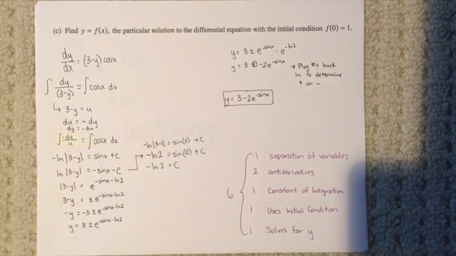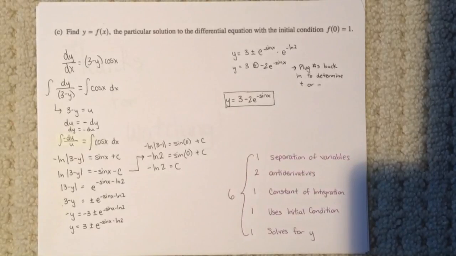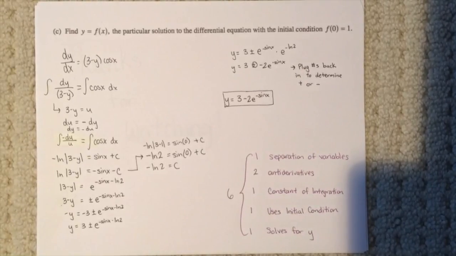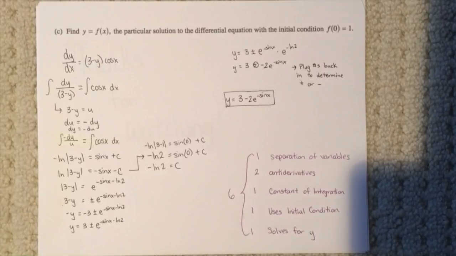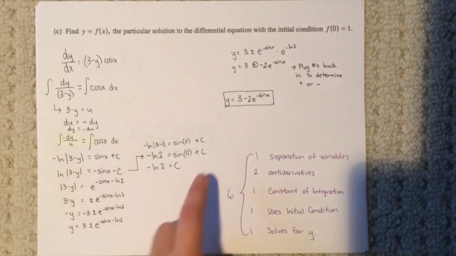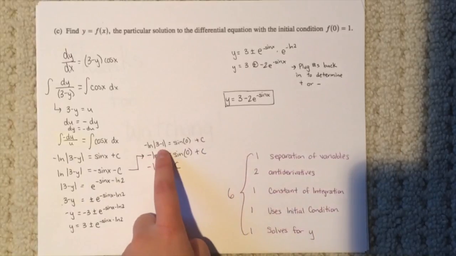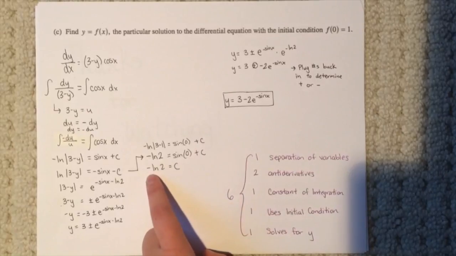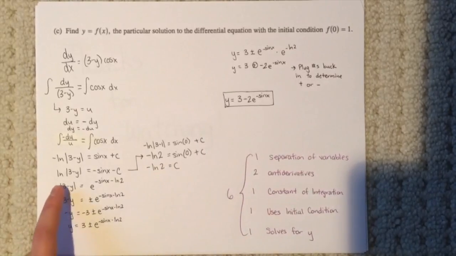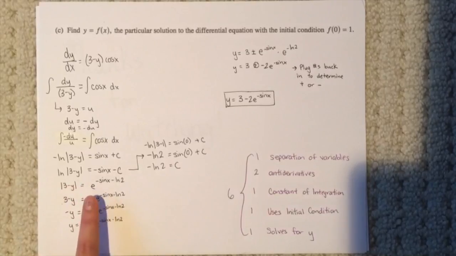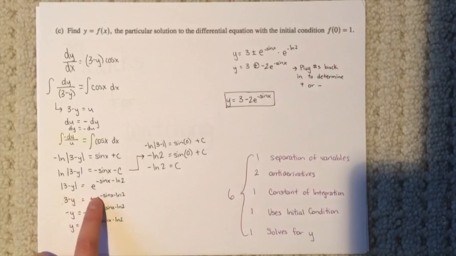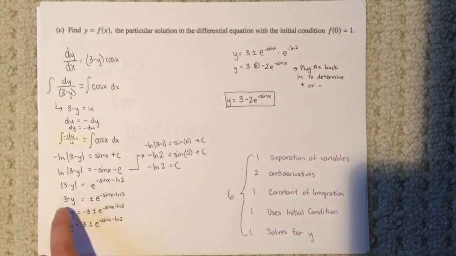We then took the integral of both sides, used u substitution to solve for the left side's antiderivative, and we got negative ln absolute value 3 minus y equals sine x plus c. From this equation, we wanted to find out what c was, so we plugged in our values of 0 for x and 1 for y to get c is equivalent to negative ln of 2. Then we plug that in to get ln absolute value 3 minus y equals negative sine x minus ln 2, which gives you absolute value of 3 minus y equals e to the negative sine x minus ln 2.